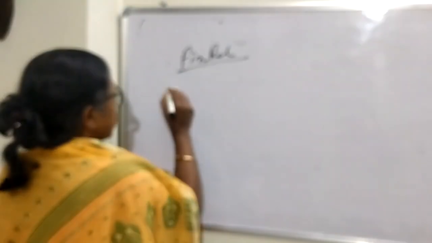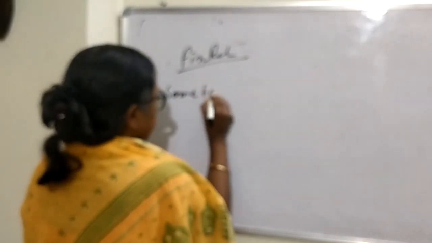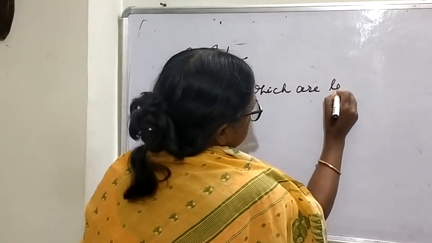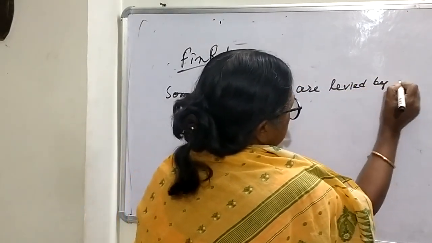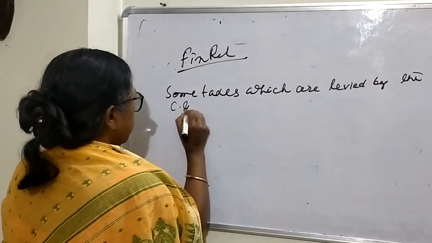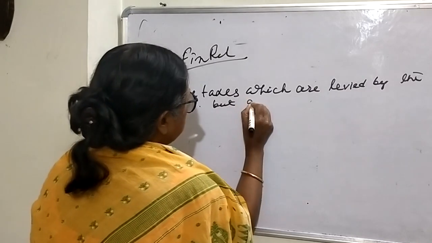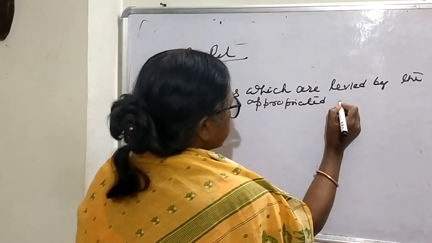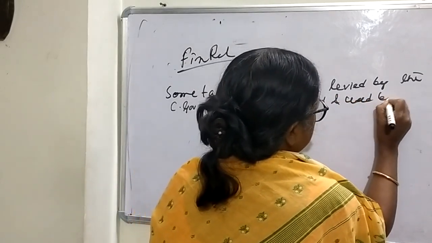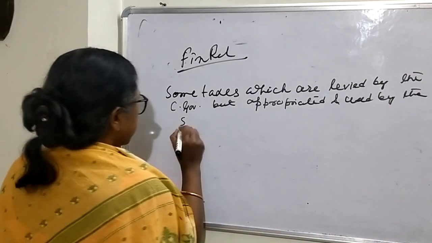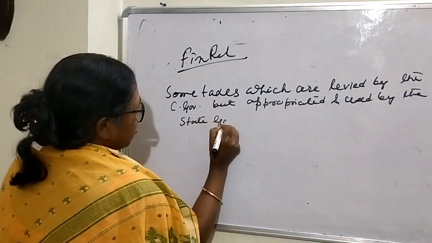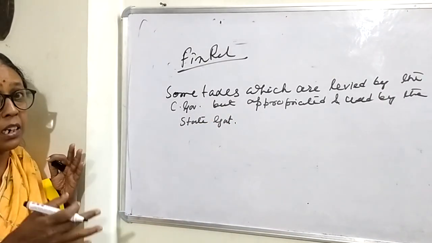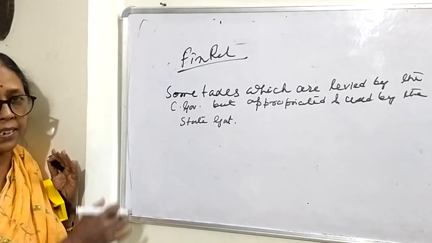So there are some taxes which are levied, levied means introduced, by the central government, but appropriated and used by the state government. That means some taxes are actually levied or introduced or imposed by the central government, but the money is collected and used by the state government.